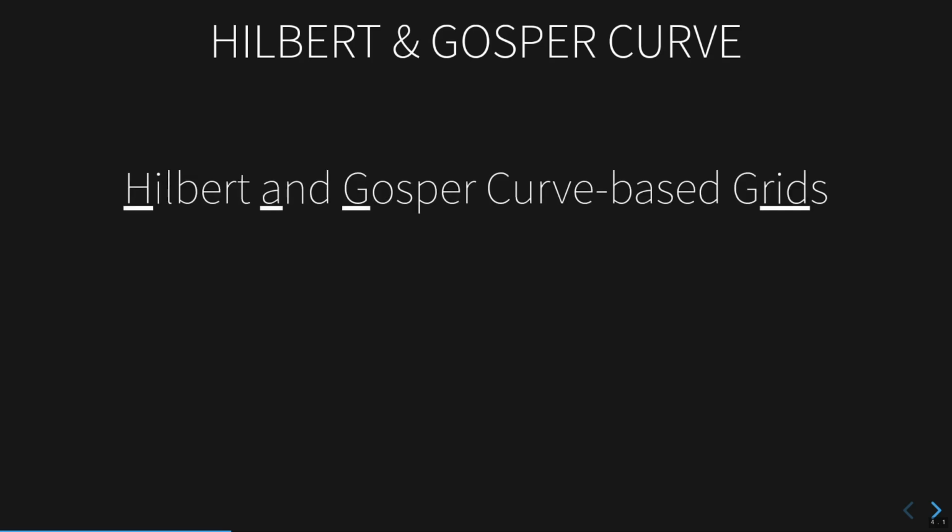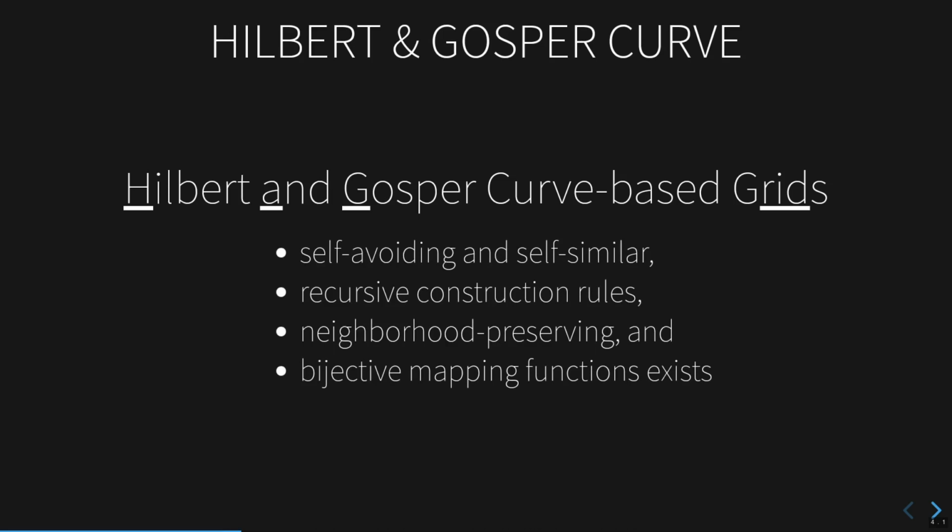For gridifying the scatterplots in the examples before, we used our technique called Hagrid, which stands for Hilbert and Gosper curve-based grids. The Hilbert and the Gosper curve are space-filling curves with the properties of being self-avoiding and self-similar. They have recursive construction rules, are neighborhood preserving, and have a bijective mapping function from the curve to 2D.